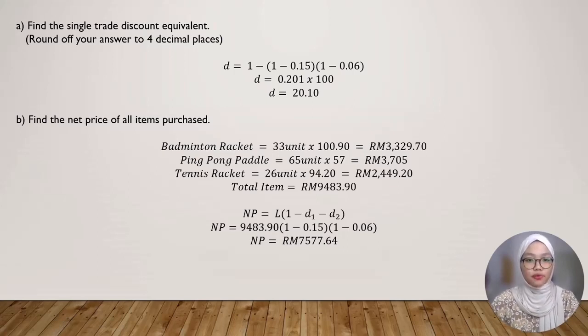The net price for all items is 9,483 ringgit 90 cent, open the bracket 1 minus 0.15, close the bracket, and open the bracket again 1 minus 0.06, close the bracket again, and the net price is 7,577 and 64 cents.